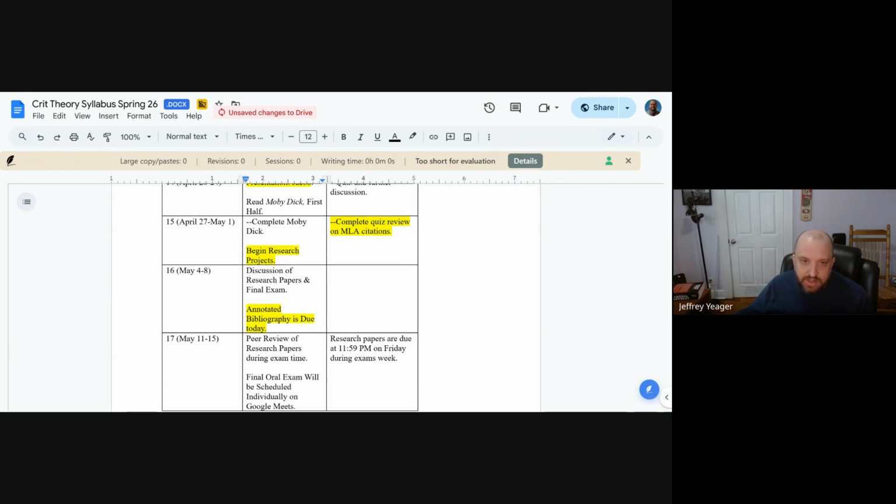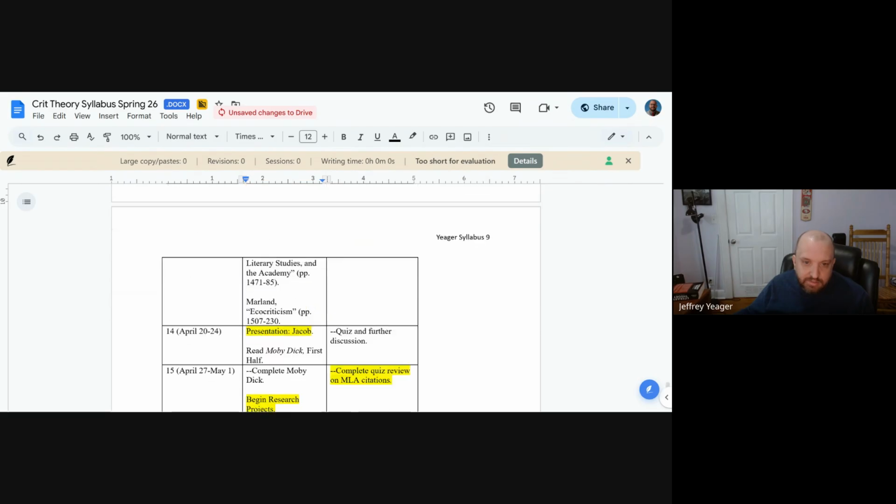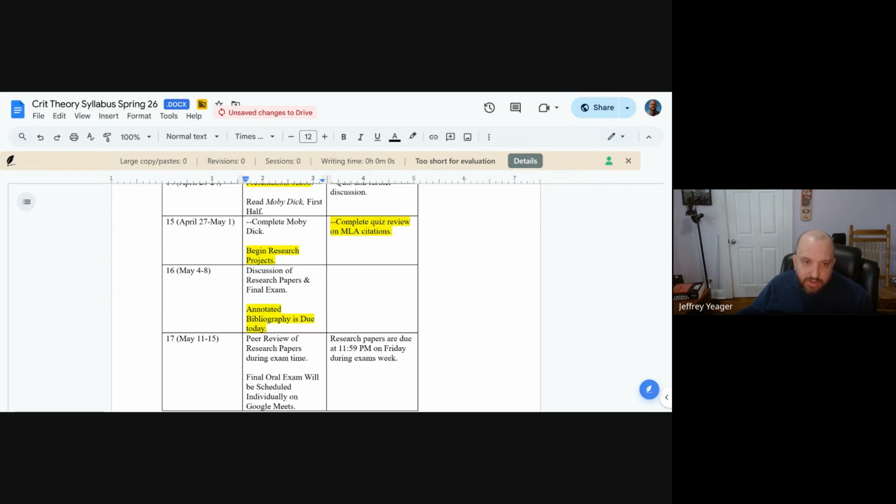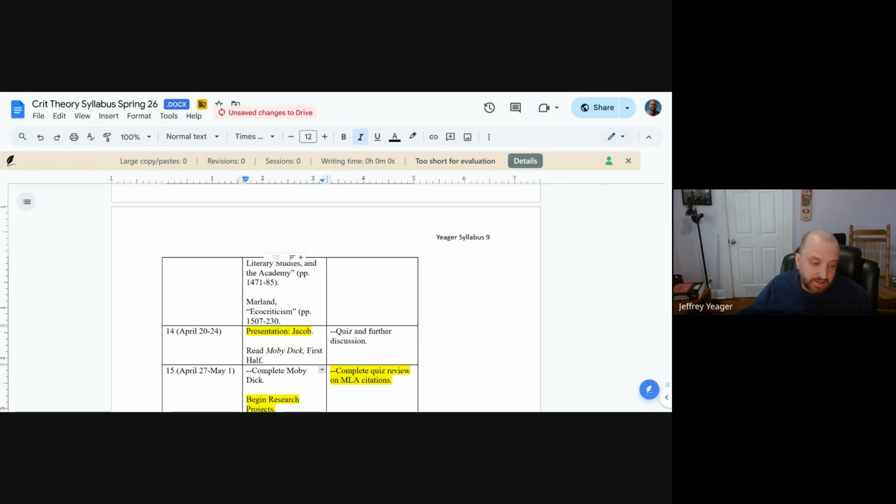In the last two weeks of class, I might break it up into three. We'll see how it's going. But we will try to read Moby Dick during those last couple of weeks. We'll read half the book one week, half the book the other. It's about 300 pages. No, it's a little longer than that. It's about 400 pages. So those last couple of weeks will be pretty reading heavy.